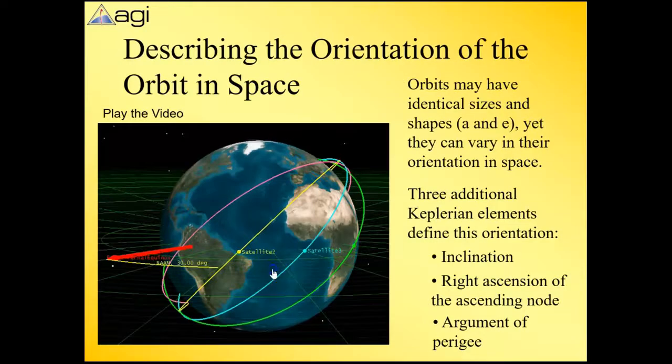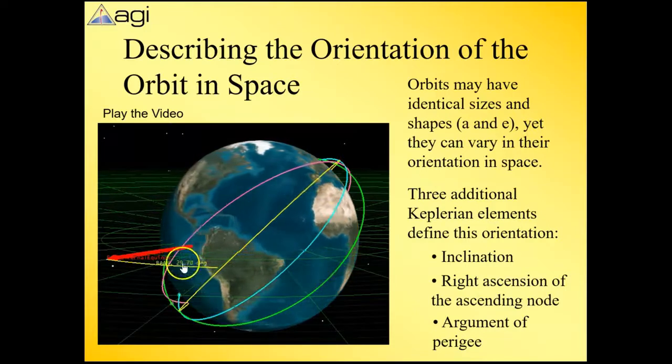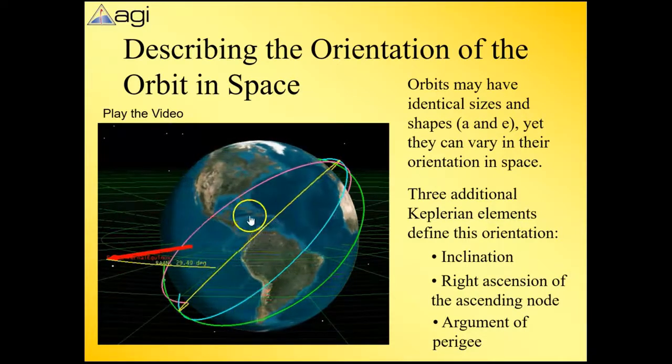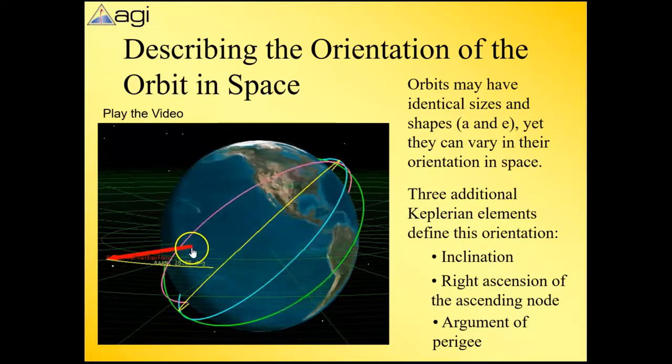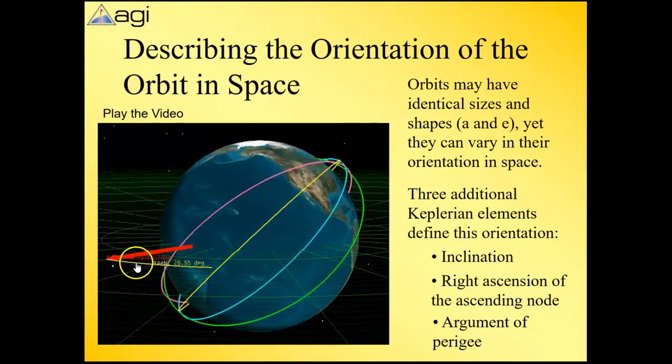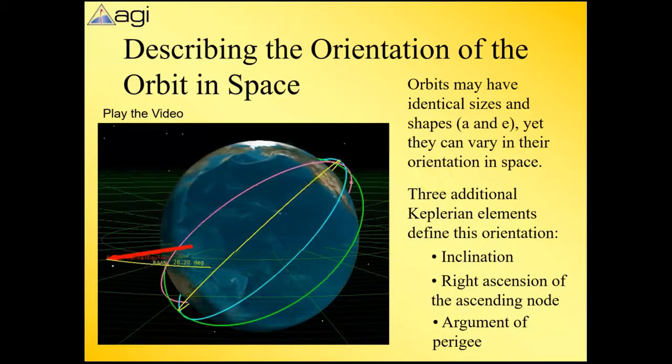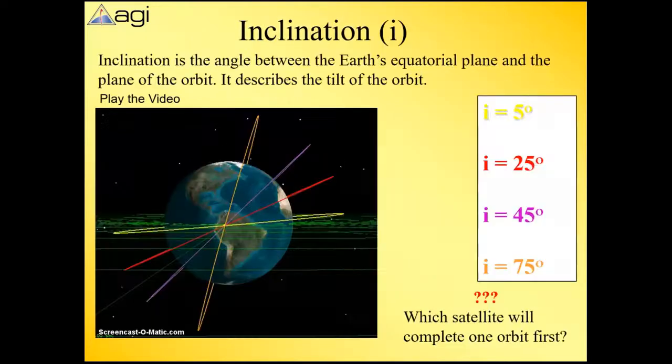I'll move back here, and you can see how some of this works. Here we have different inclinations, the right ascension of the ascending node, which we'll talk more about, and then the argument of perigee, which we'll go into in more detail as well. But let's start with inclination. Inclination is the angle between Earth's equatorial plane and the plane of the orbit. It describes the tilt of the orbit.